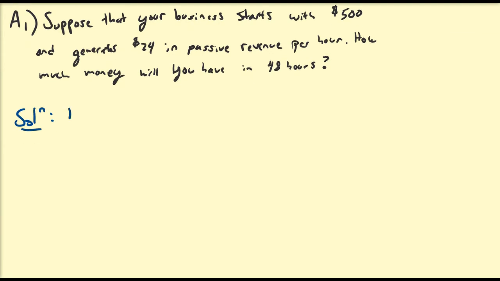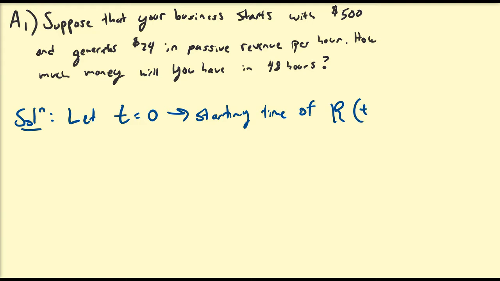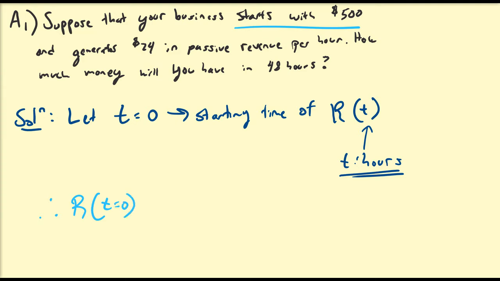So we're going to begin by letting t be equal to 0 correspond to the starting time of the revenue, which is a function of time, let's assume. And let's assume time t is measured in hours. So based on the information we have, we start with $500. That means r of t is equal to 0 should be equal to 500.